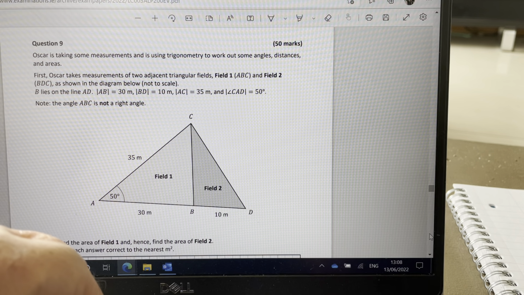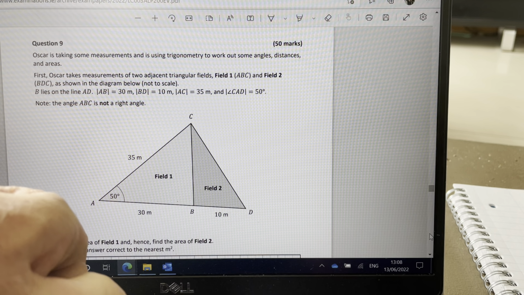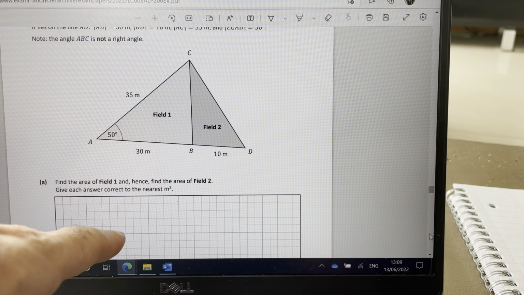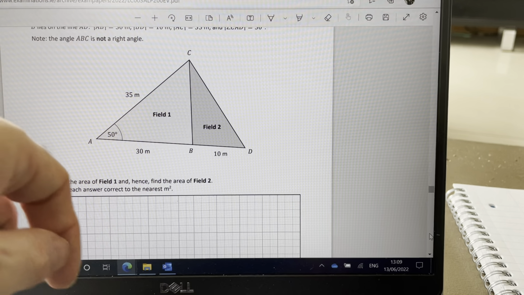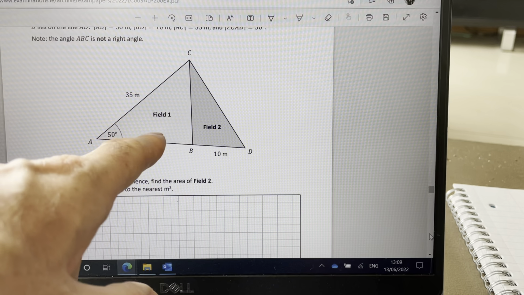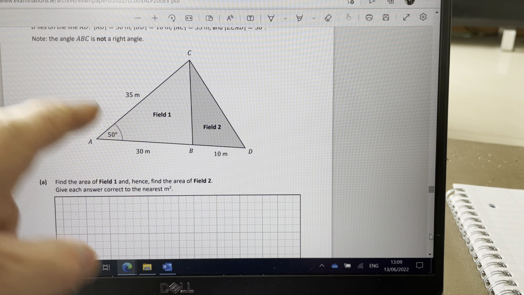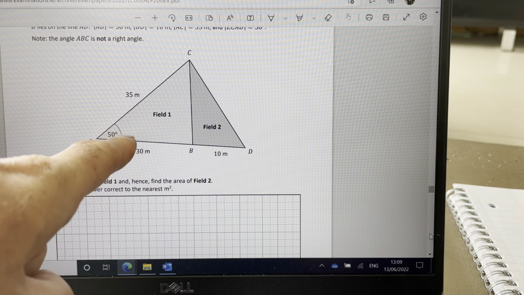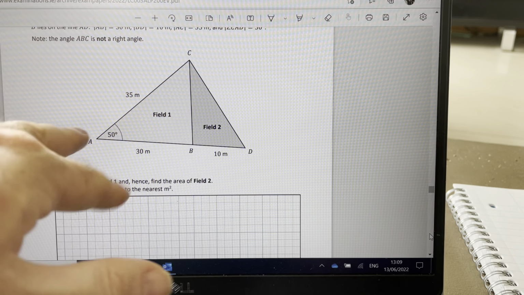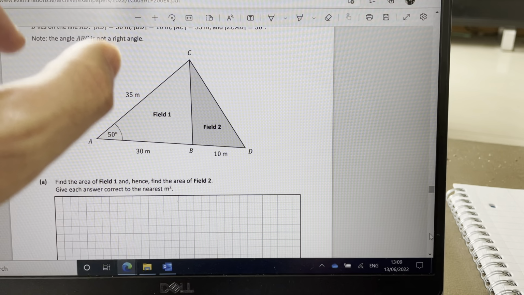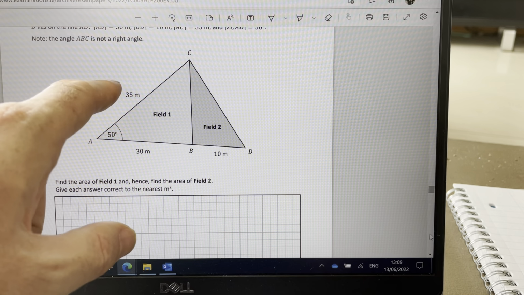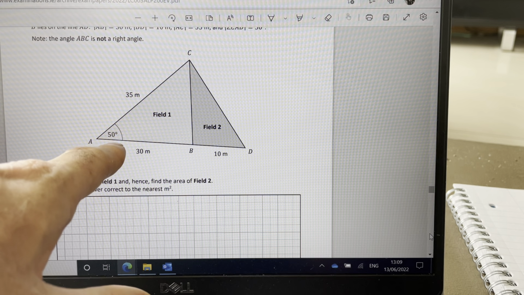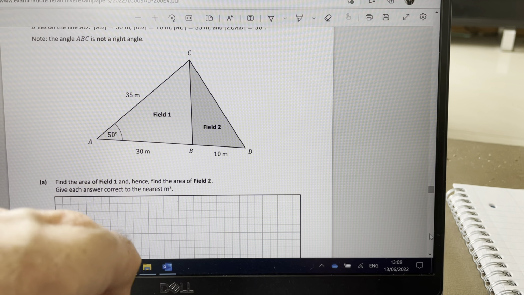Okay, so on to geometry and trig. The fields of Athenry. So area of field 1. It's like one I did over the weekend, actually, preparing for this. Area of field 1, I'd say you'd be using the one with the sine. So the area is equal to half of the product of two sides by the sine of the internal angle for field 1.